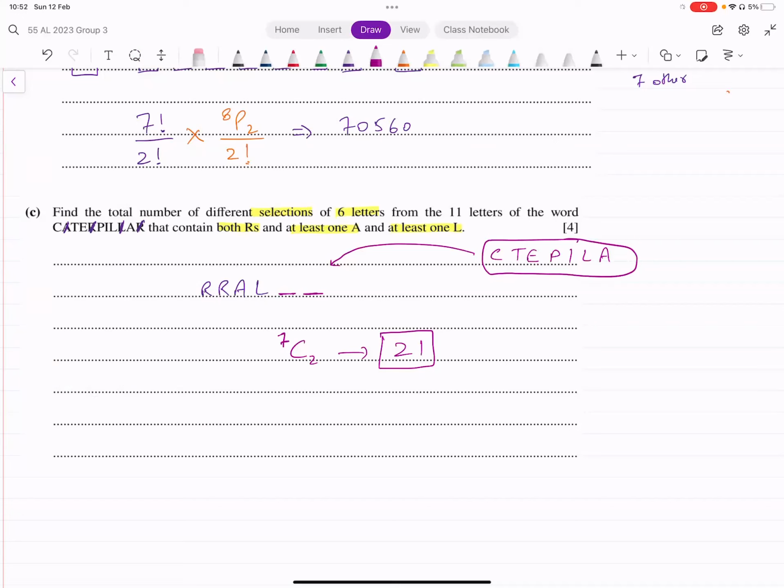Any problem with this? Sir, if for example there were 2 T's in it, then what would be the difference in the total? If there were 2 T's, then you would have to make cases for the T's. For example, the remaining letters would be C, T, E, P, I, L, A, and you would have another T now. Now for the remaining 2 letters you would have 3 cases.